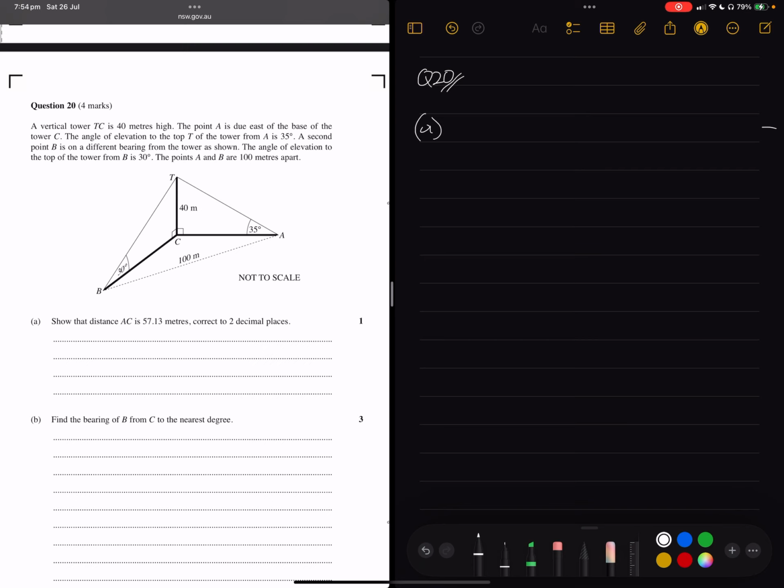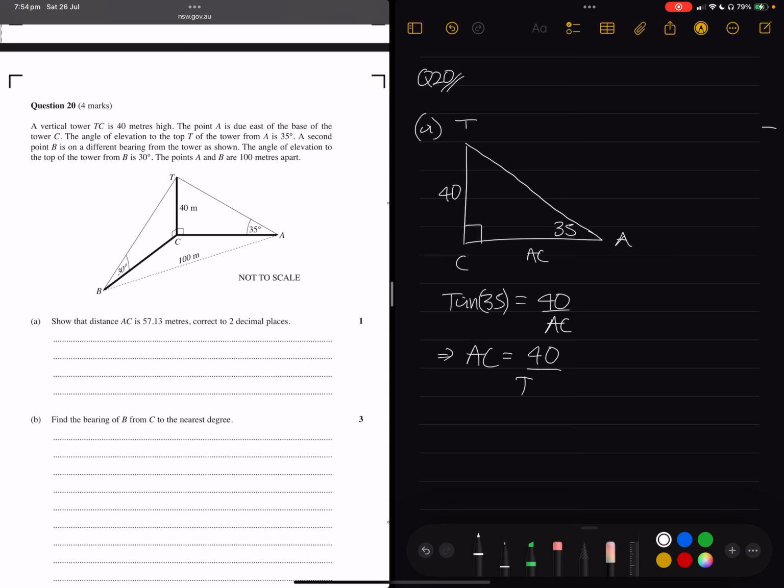For part A, if we draw the triangle TCA, it is a right angle triangle with a height of 40. This is TCA, and this angle is 35. We can use SOHCAHTOA to find the base here. We want AC down the bottom, so this will be tan. Tan 35 is equal to opposite over adjacent, 40 over AC. If we rearrange this for AC, we get AC is 40 over tan 35.